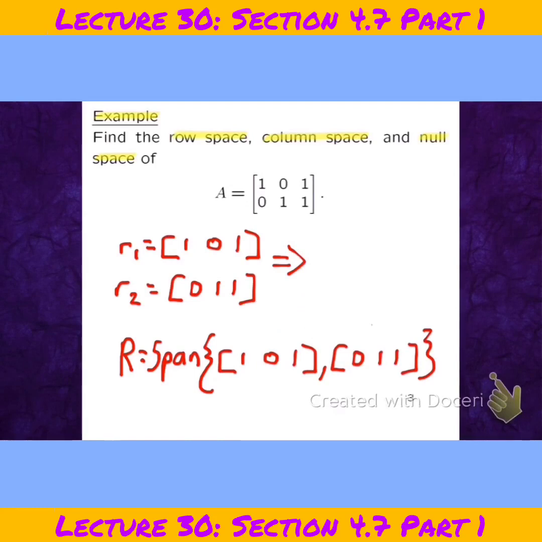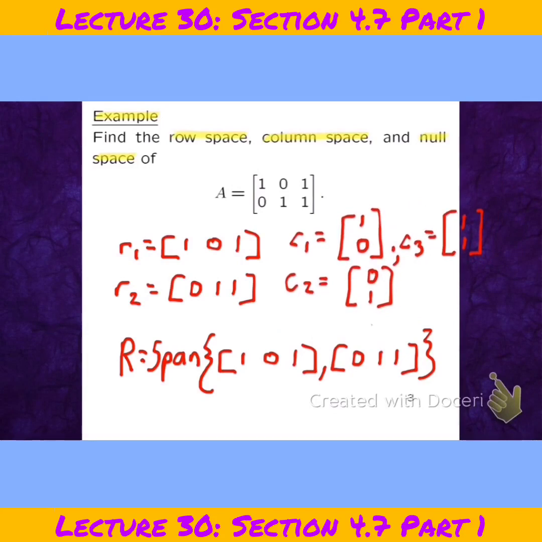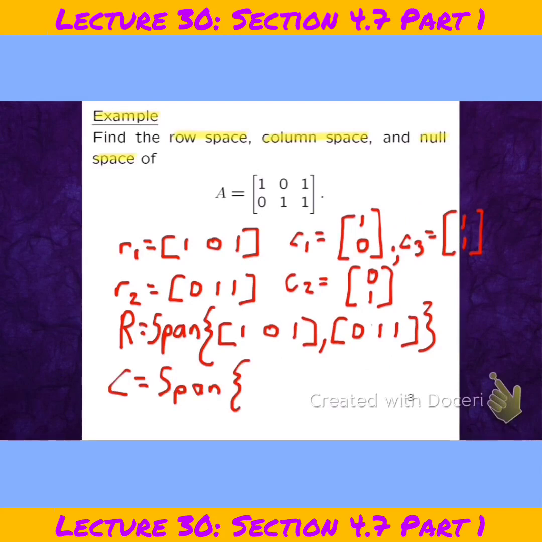What is my column space? Get the column vectors there. There are my column vectors, C1, C2, and C3. Now the column space, we'll denote the column space by C. It is the span of the column vectors. There's my first column vector, second column vector, third column vector. So that's my column space and my row space respectively.